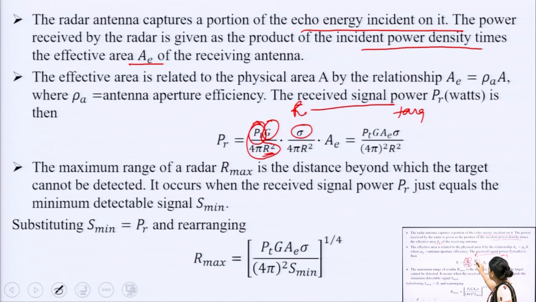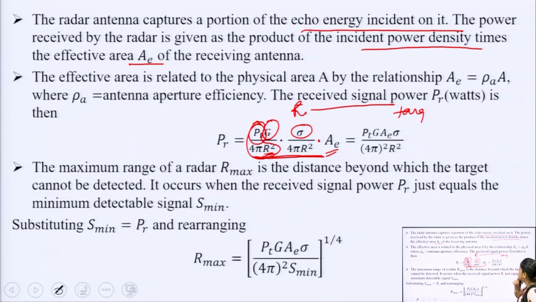Now sigma is the cross section of the target, which is actually receiving the signal transmitted by the transmitting antenna, upon 4 pi R square. So this is the power density which is now received by the receiving antenna. And how much power is received depends upon the effective area of the receiving antenna. That's why it is multiplied with AE, the effective area of the receiving antenna.